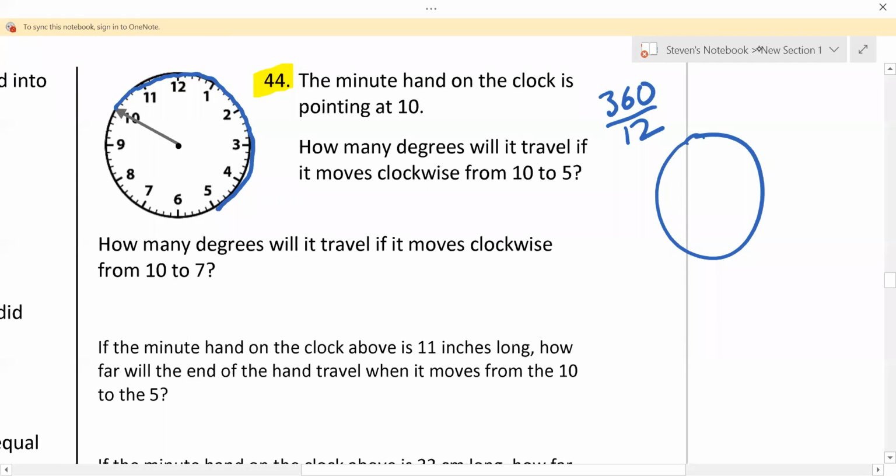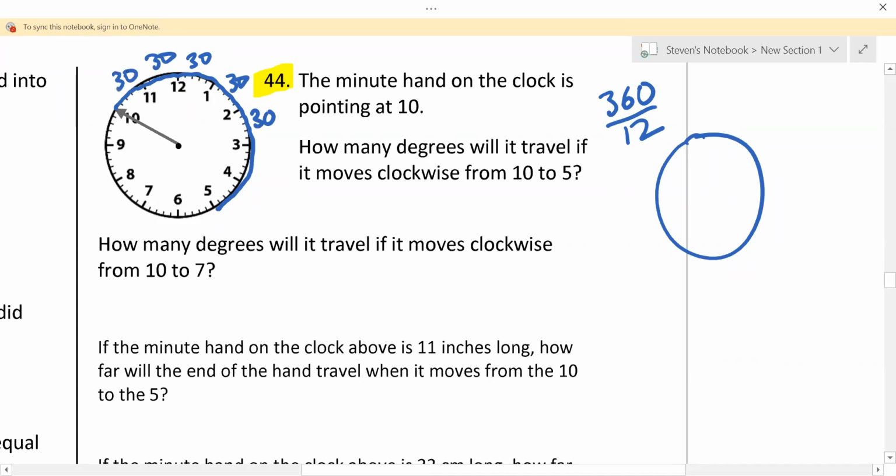Good. Nice, very good. 30 degrees, right? So why is that important? Well, that tells me that every 5 minutes is 30 degrees, right? Every time the hand goes 5 minutes, it's traveling 30 degrees. That's all we're doing. So if it goes from the 10 all the way to the 5, how many of those did it travel?